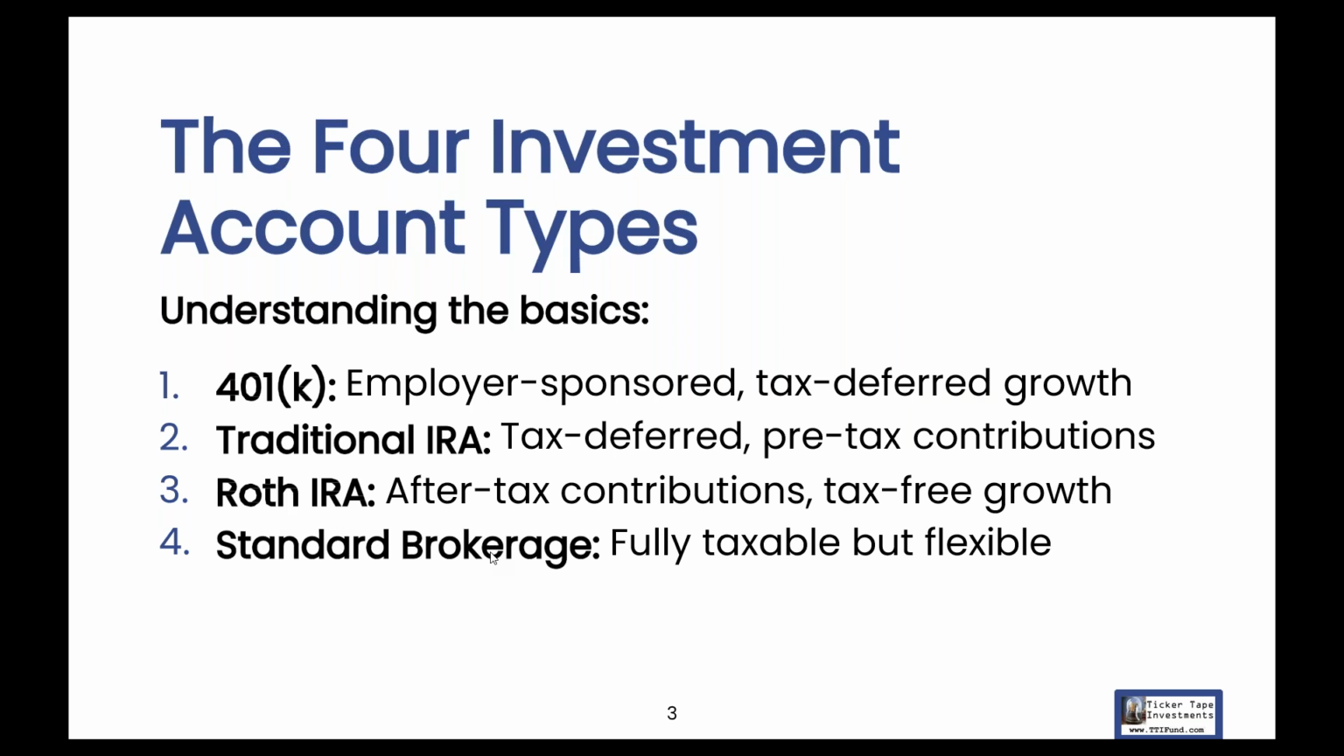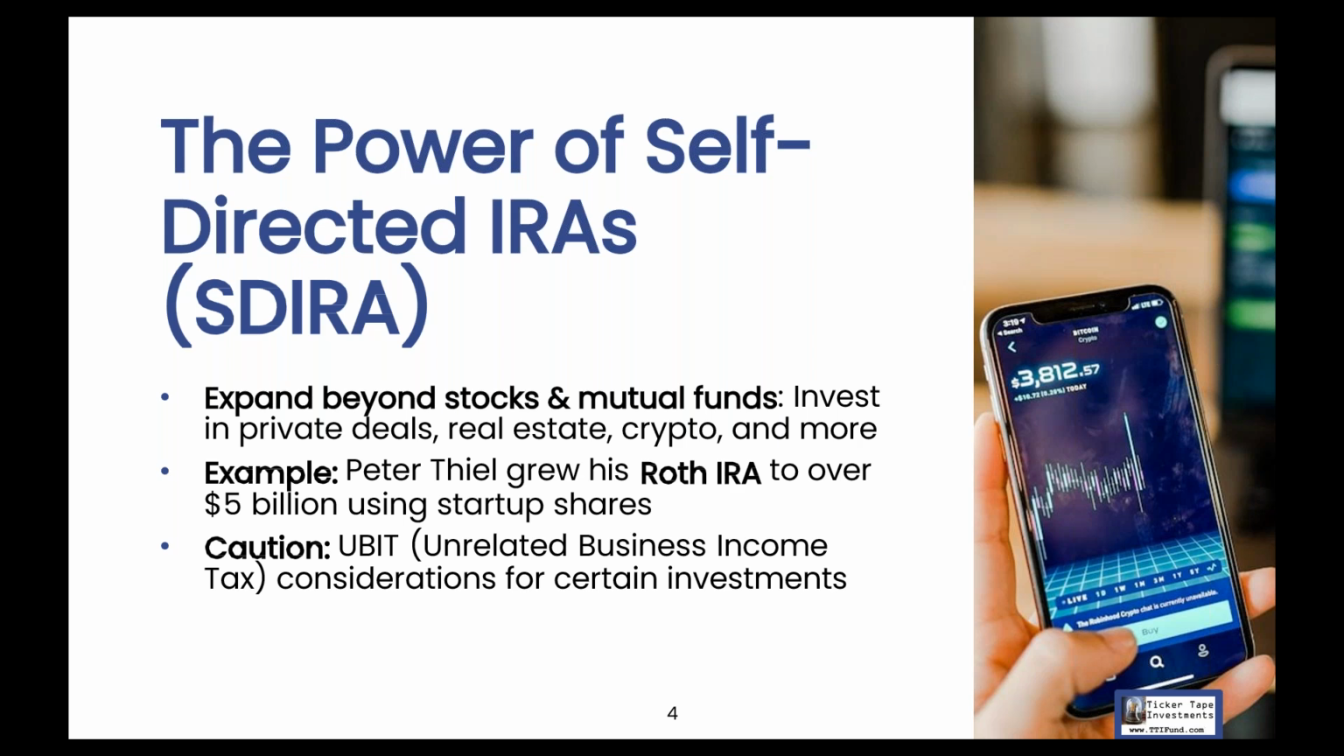And then 4th is sort of a standard brokerage account. By that I mean a trading account at Schwab or Fidelity where you can purchase publicly traded stocks, mutual funds, etc. And then of course there's the 5th way, where an asset or an investment is not actually in an account, you just own it in your own name.